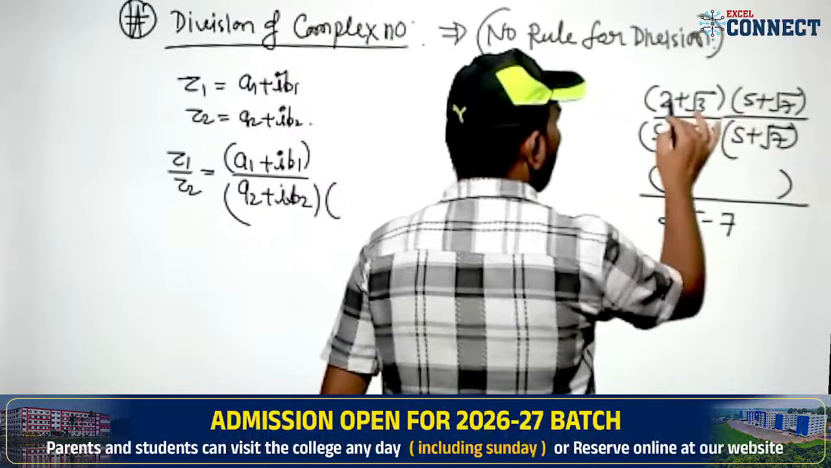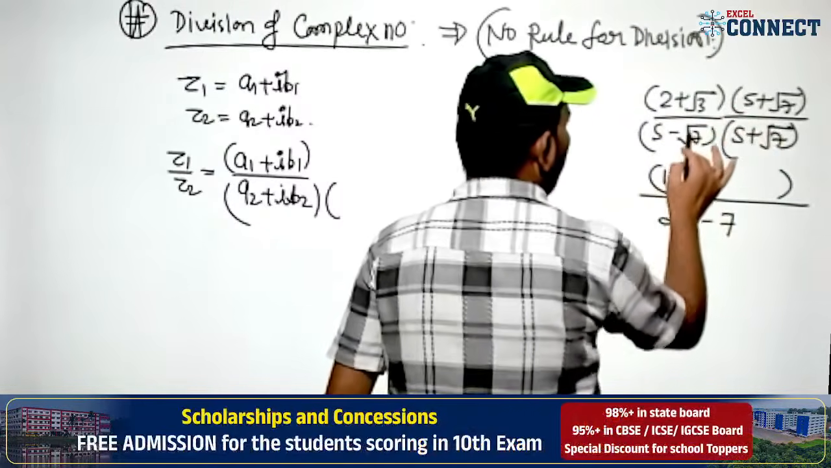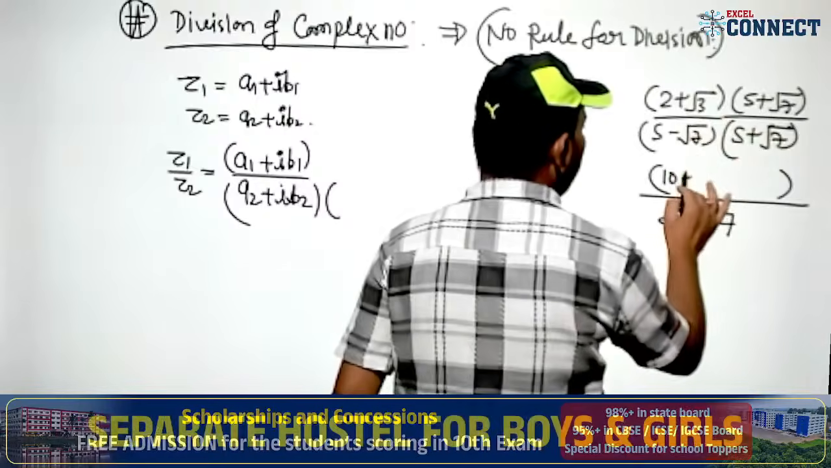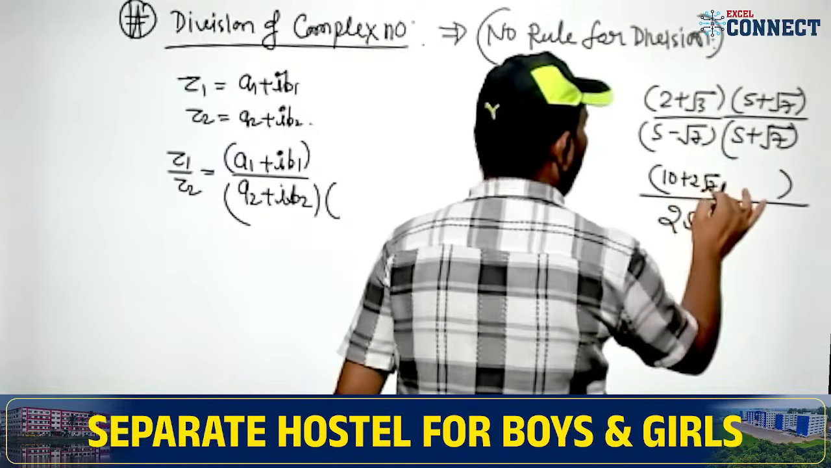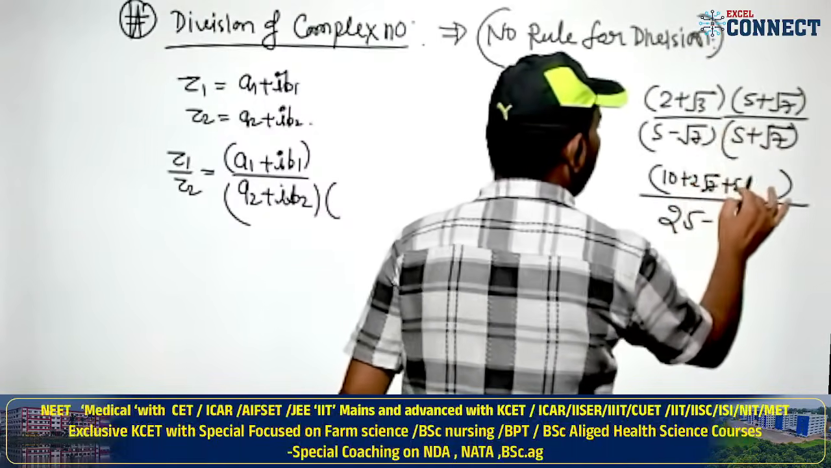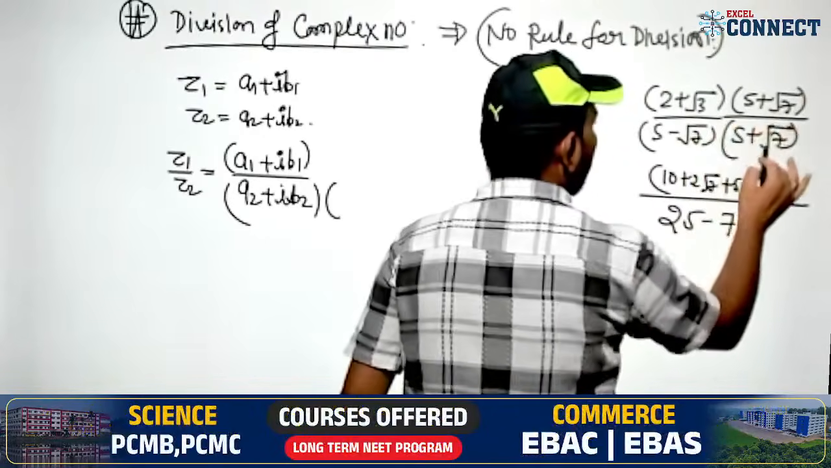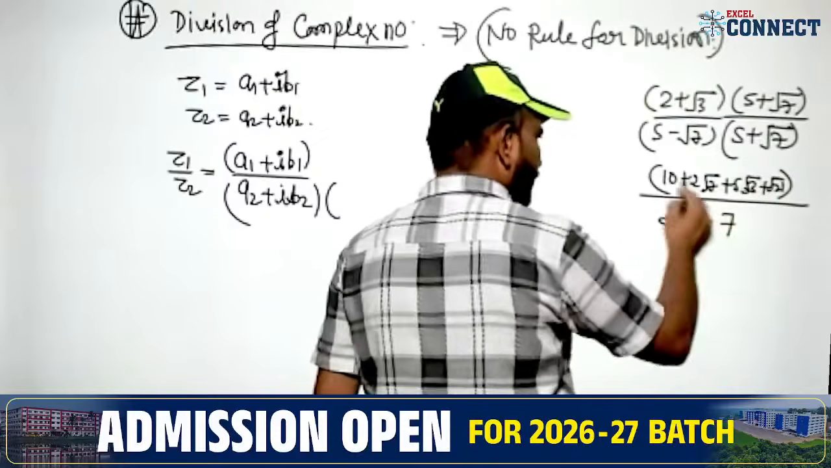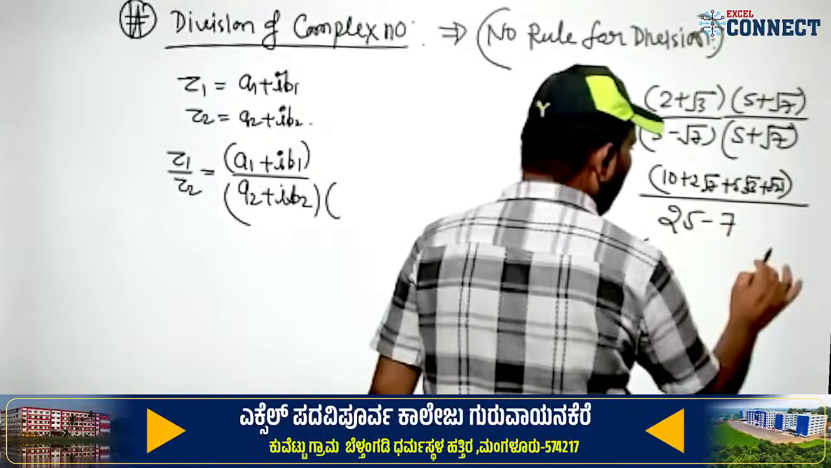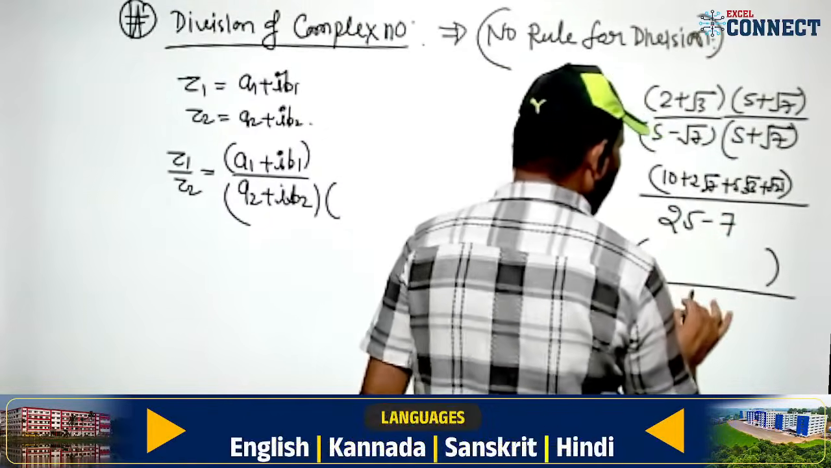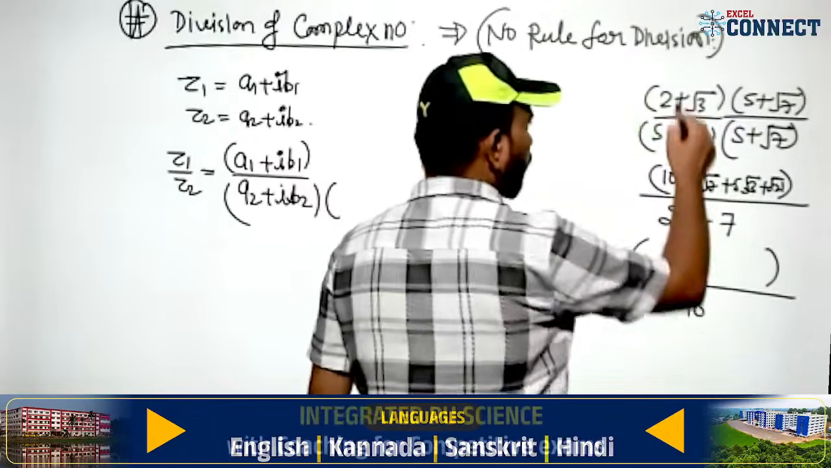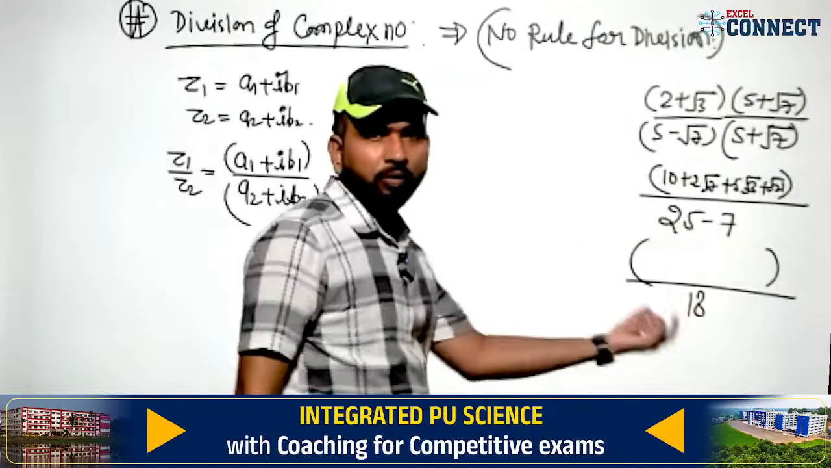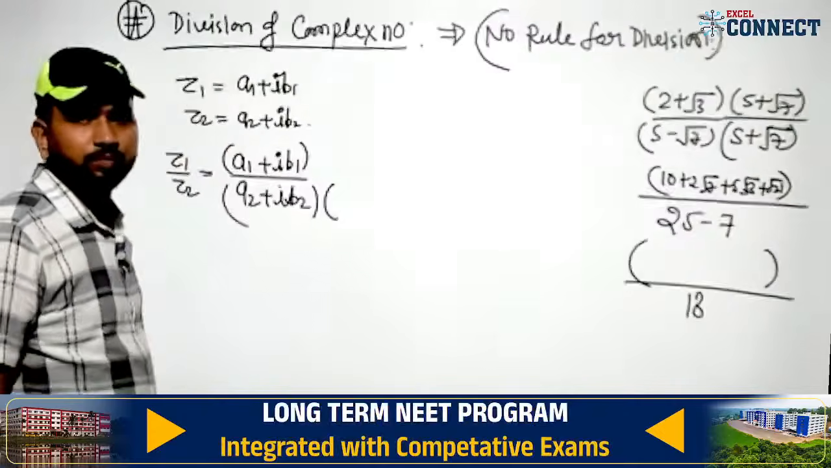In the numerator, 2 into 5 is 10, and 2 into minus root 7 is minus 2 root 7, and root 3 into 5 is 5 root 3, and root 3 into root 7 is root 21. Something comes, but from the denominator the roots are removed. Only 18 remains. So the root problem went away from the denominator.